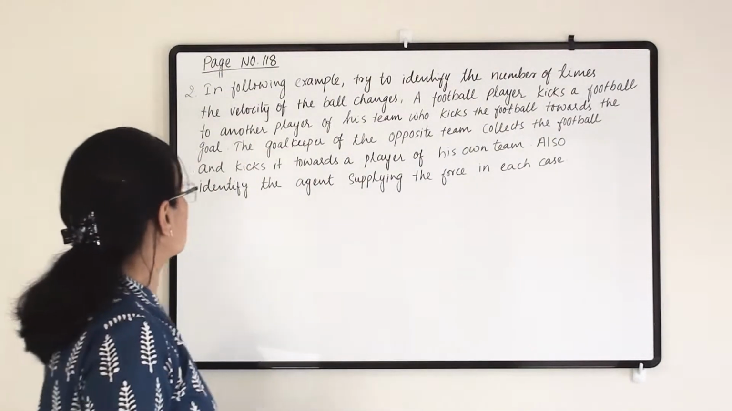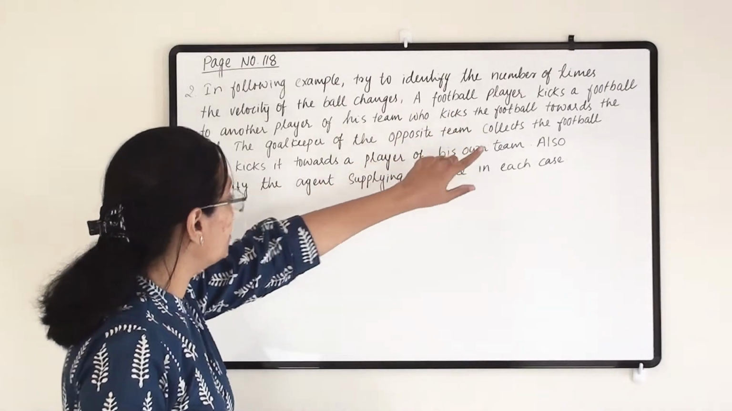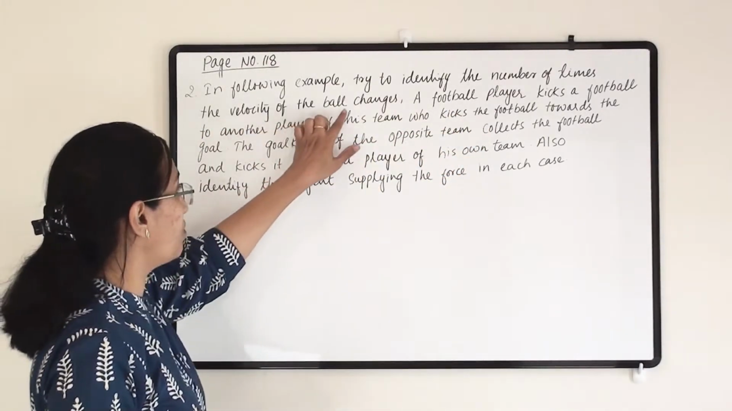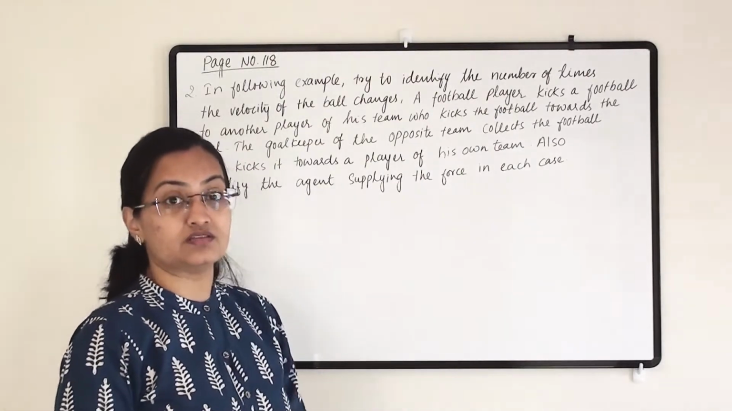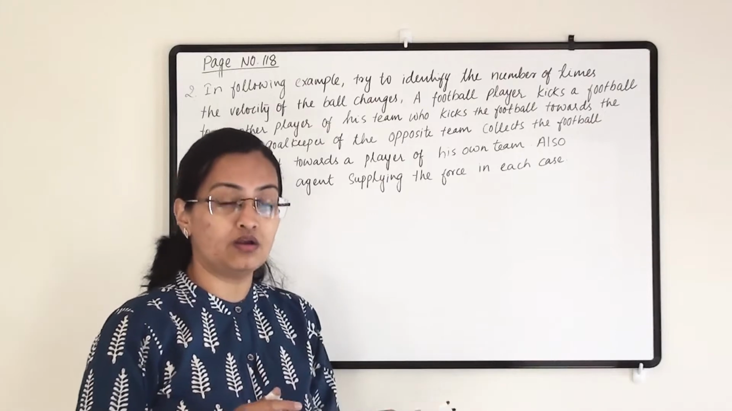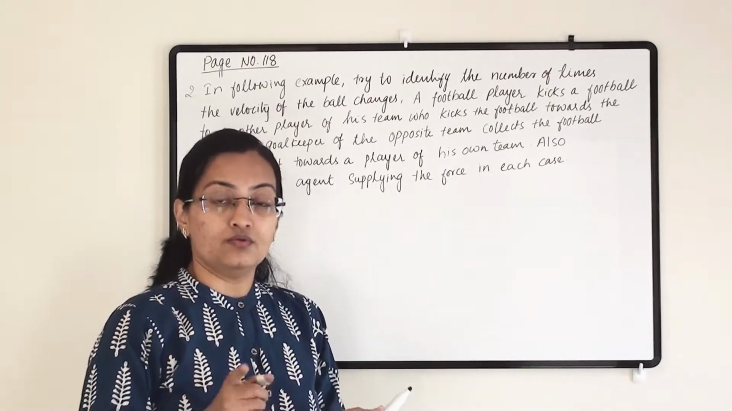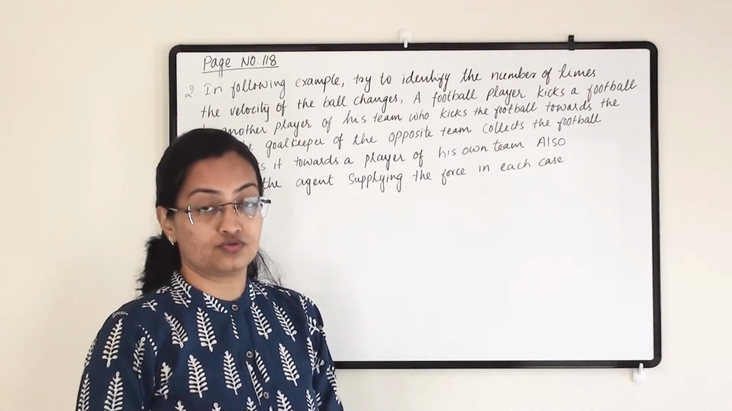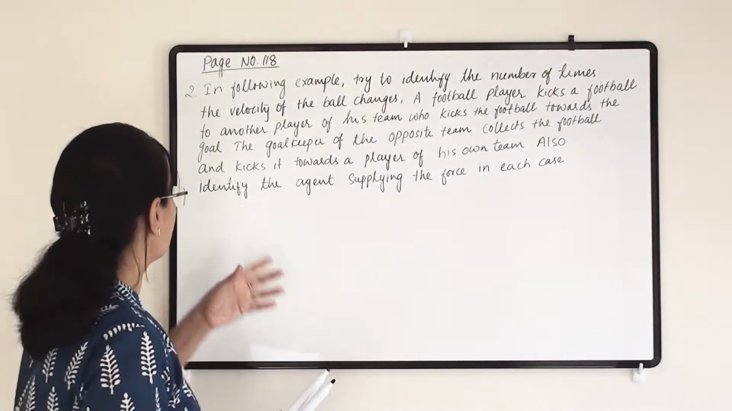Second question is, in the following examples, try to identify the number of times the velocity of the ball changes. So when will the velocity change? Once an external unbalanced force is applied to that moving ball, or we change its direction with a certain force. So in both of these situations, its velocity will change.